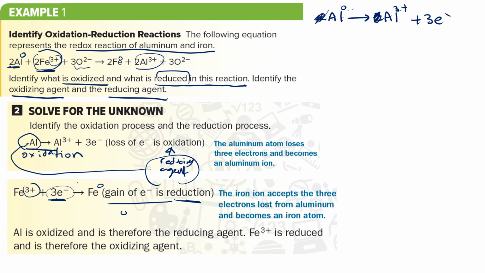وإذا حصل reduction معناها أنت oxidizing agent. So AL is oxidized and it's reducing agent. Fe plus 3 إن هي في المتفاعلات is reduced, so it will be an oxidizing agent. هاي هي الطريقة فقط. نشوف الشحنات شو صار لها. إذا قلت الشحنة reduction، إذا زادت الشحنة oxidation.